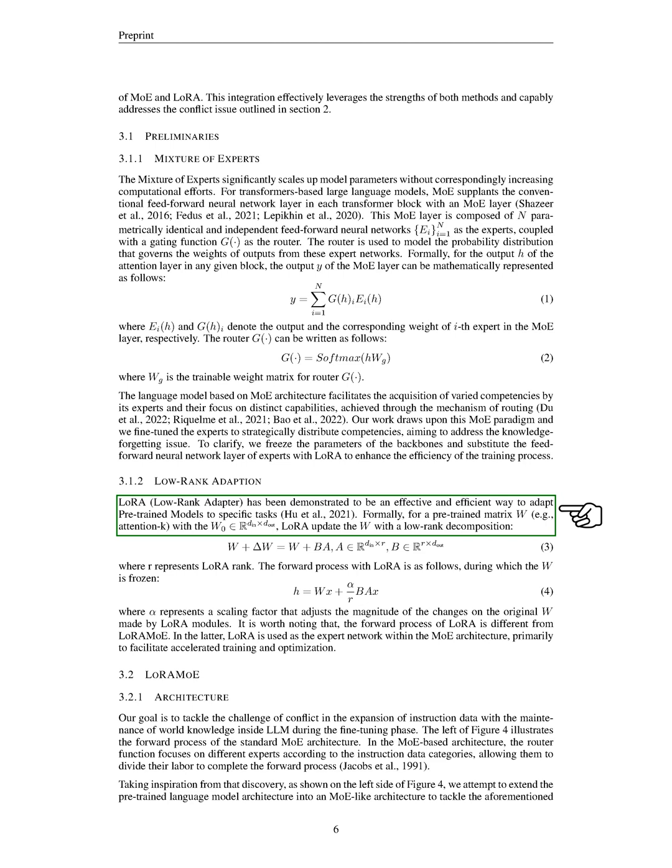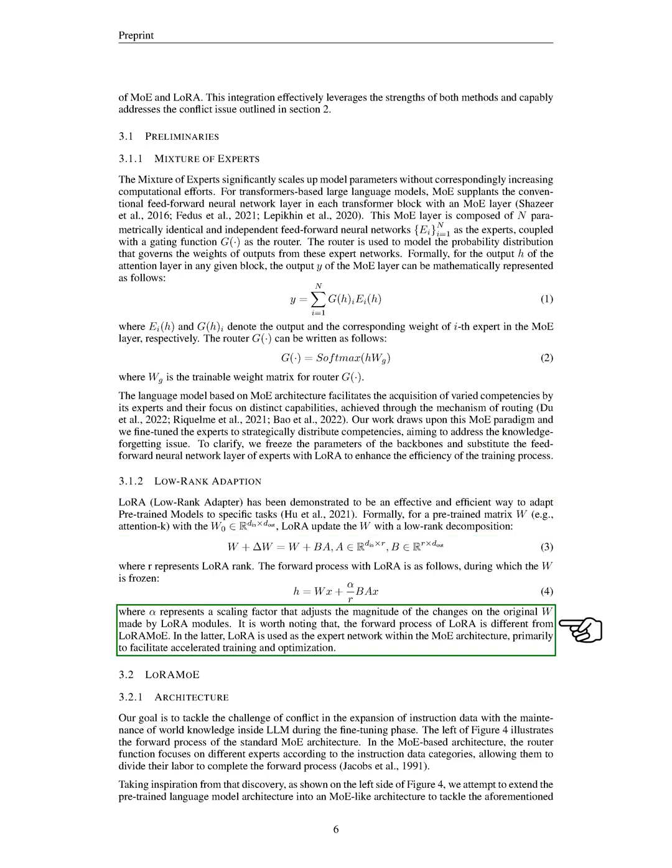Low-rank adaptation, LoRA, has proven to be an effective and efficient way to adapt pre-trained models to specific tasks. LoRA updates a pre-trained matrix with a low-rank decomposition. The forward process with LoRA involves freezing the matrix and adjusting the magnitude of the changes on the original matrix made by LoRA modules. However, the forward process of LoRA differs from that of LoRAMoE. In LoRAMoE, LoRA is used as the expert network within the MoE architecture, primarily to facilitate accelerated training and optimization.